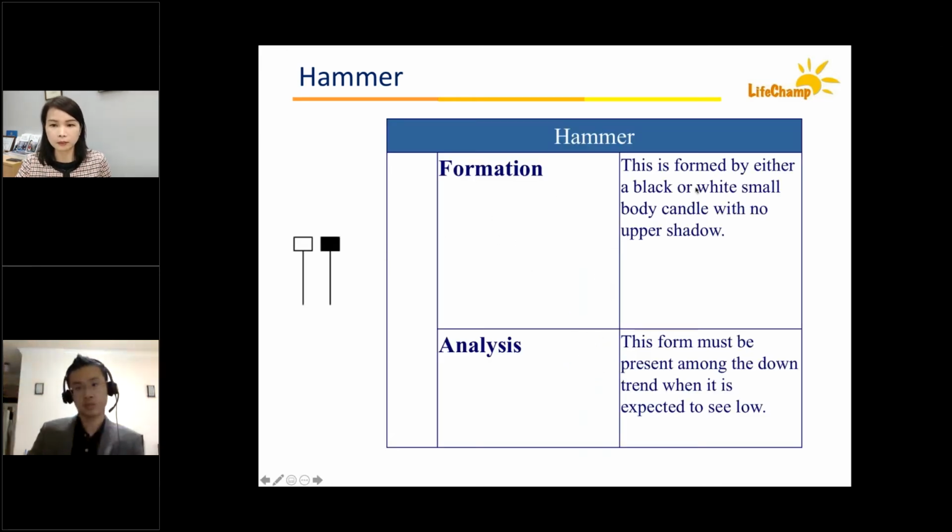The meaning behind this hammer is that the formation is formed by either a black or white small-body candle with no upper shadow. There is strong support you can find here with the tail, and this formation must be present in a downtrend, when a low is expected. So you must have a downtrend, followed by this, not an uptrend. If you see this on top, it is totally different. It has to be a downtrend, then you see this, then it's good.